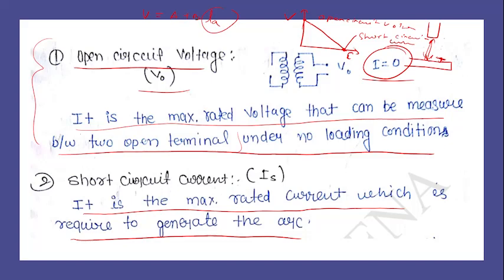As the voltage is reduced, your current will be increasing, right? It is increasing, so at some current the arc will be generated here. That current is called the short circuit current. That is why it is written here as maximum rated current.